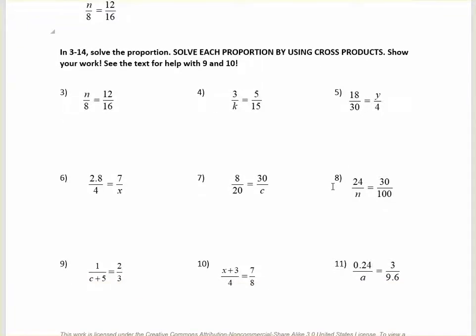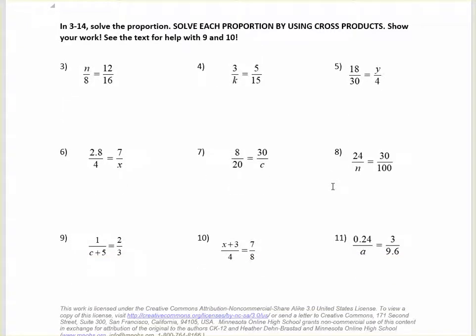Now in the next section, there is more than one way to solve a proportion. For example, you could look for equivalent fractions in something like number 3. You might say 8 times what equals 16, so something times the same number has to equal 12. But it's really a good practice to get used to using cross products.